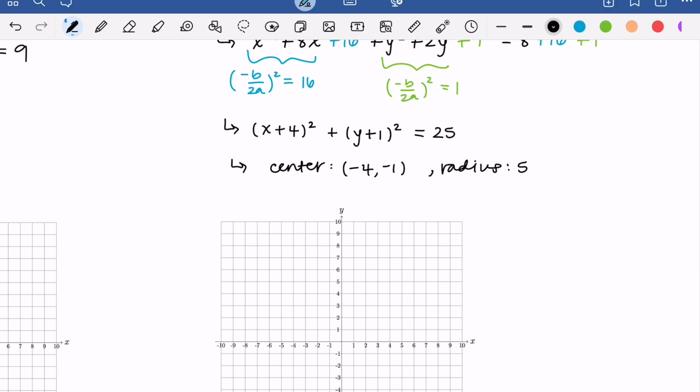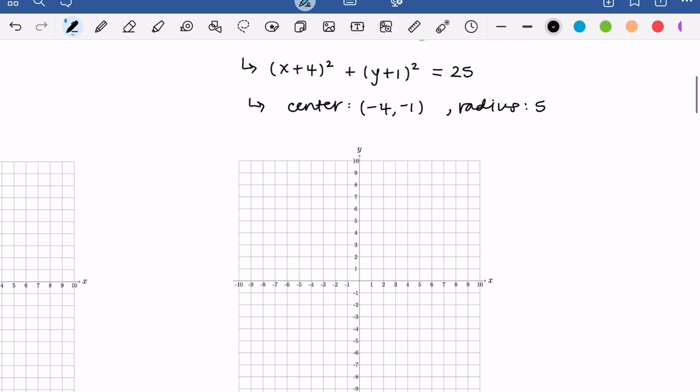If our center is negative 4 comma negative 1, that's going to be right there. And then using the fact that our radius is 5, we're going to move 1, 2, 3, 4, 5 units up and in every direction. So there, here, and here. Now we can connect these dots here to make our circle. Might just be a rough sketch, but the iPad does make it a little bit nicer. Okay, there we go.